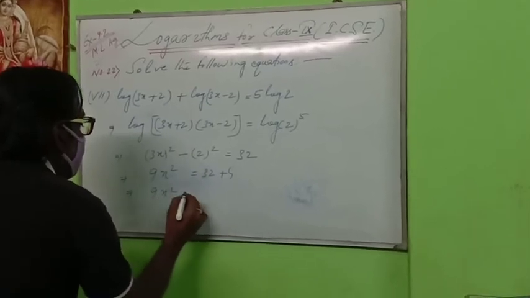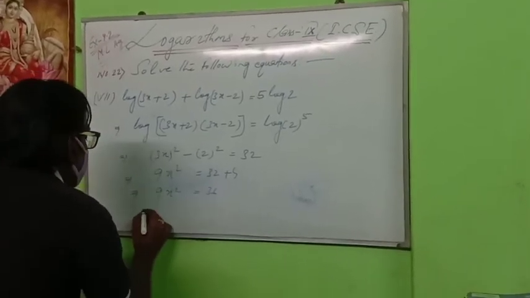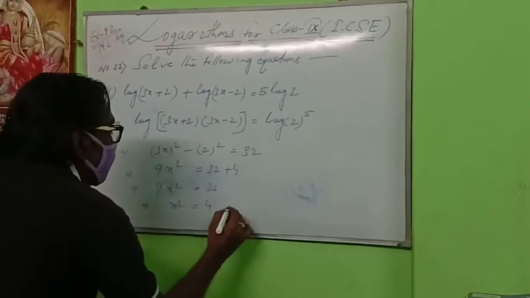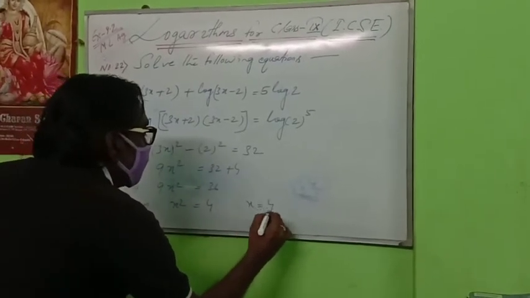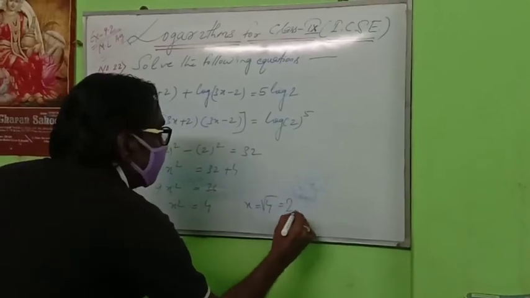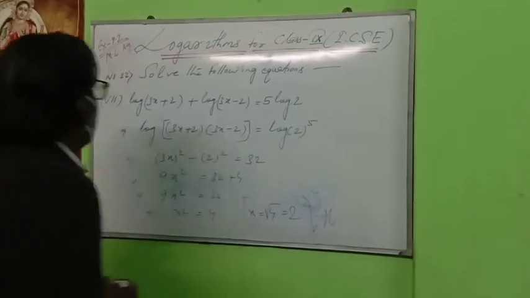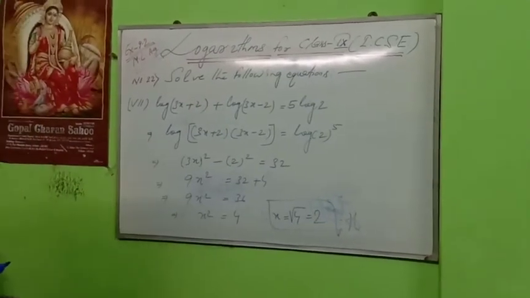9x square is equal to how much? 36. That means x square is equal to how much? 36 by 9, that is 4. Therefore x is equal to square root of 4. You have to take the plus value. x is equal to 2. This is the answer of number 7 part. Let us go to the next number.